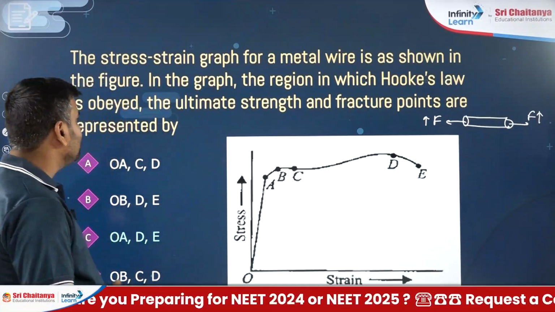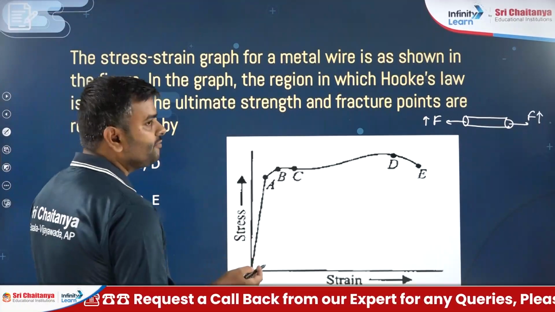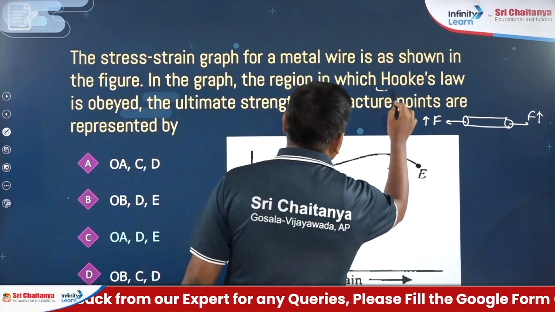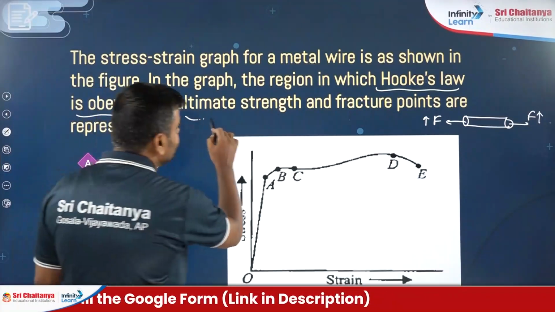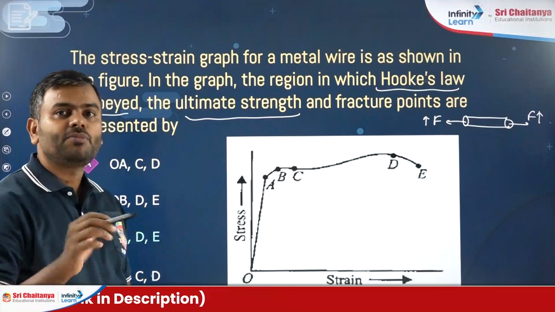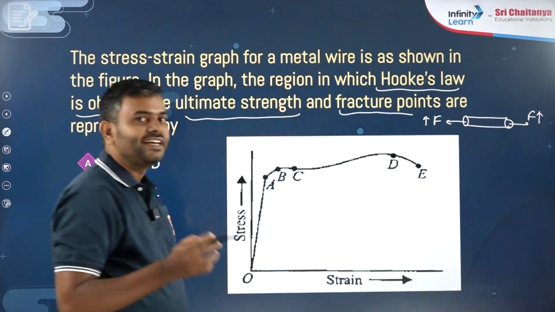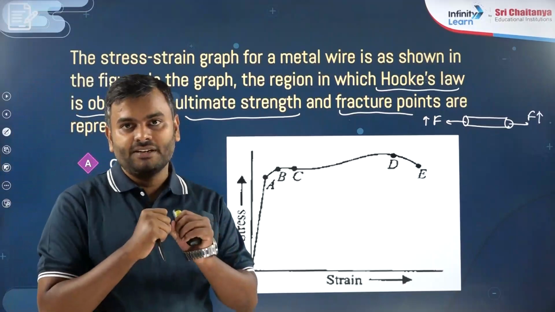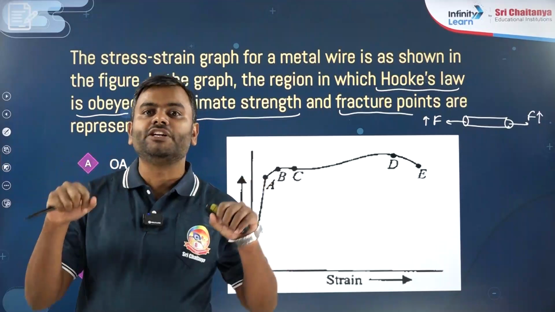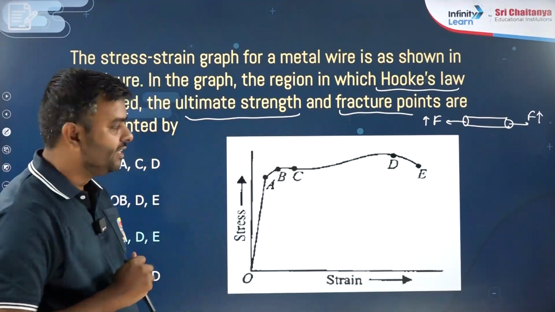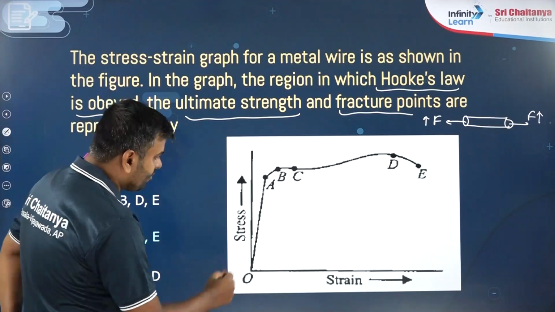Okay, what they are asking us to find in this graph is the region where Hooke's law is valid, the ultimate strength point, and the fracture point. Ultimate strength is the maximum possible stress value. The fracture point is the point where the material is finally going to break, because when we keep on increasing the force, there will be one point when the material is going to break. So that point is the fracture point. So in this particular graph, what are the regions we have?